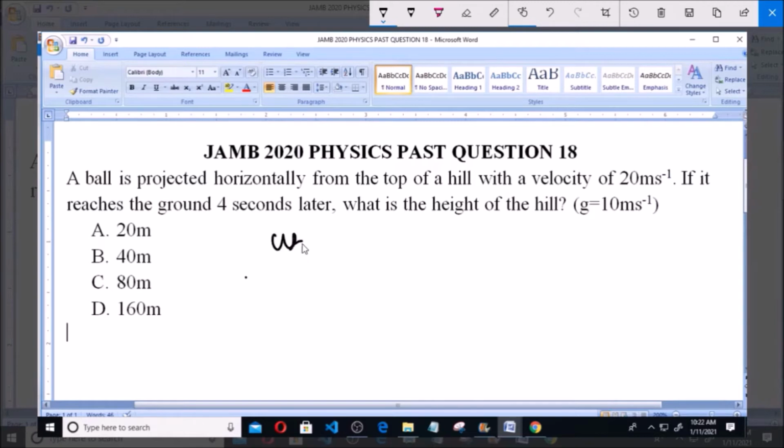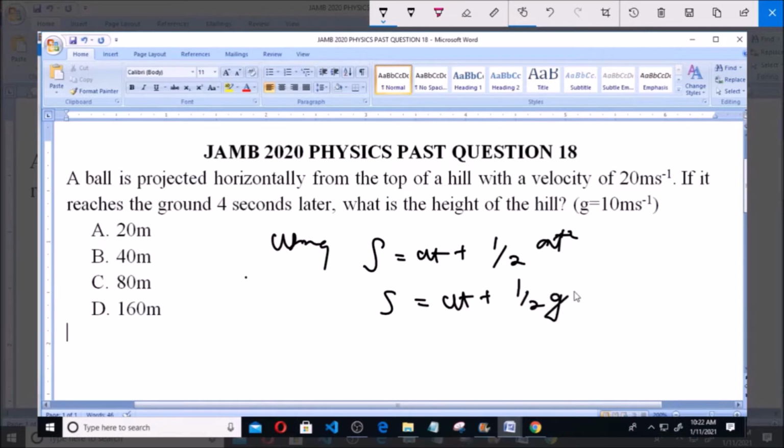Now using S is equals to UT plus half AT square, but since we are dealing with gravity here, it will be S is equals to UT plus half GT square. So G, the acceleration due to gravity, is replacing acceleration because we are dealing with height. Now because we are dealing with height, which is the vertical component due to gravity, we will not be using the UT. So we'll be using H is equals to half GT square, because we're trying to find the height of the hill. Remember, the ball was projected horizontally from the top of the hill.